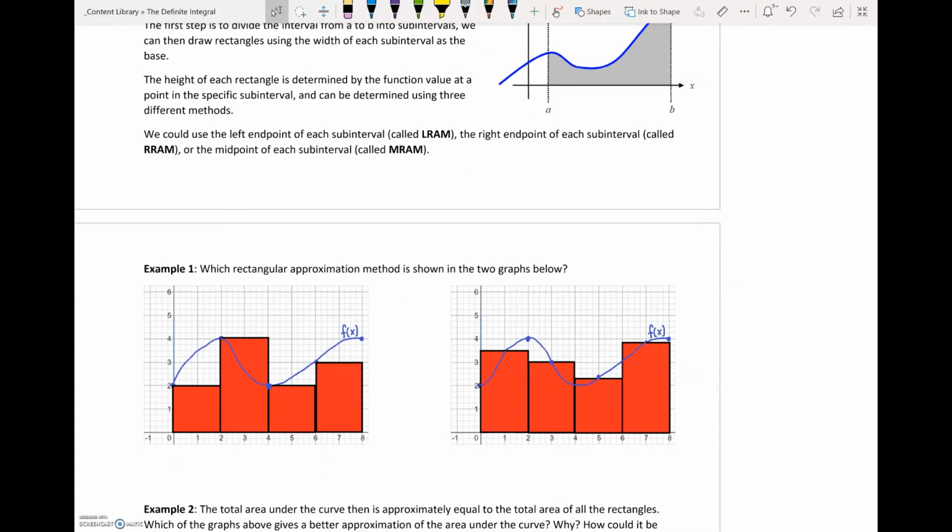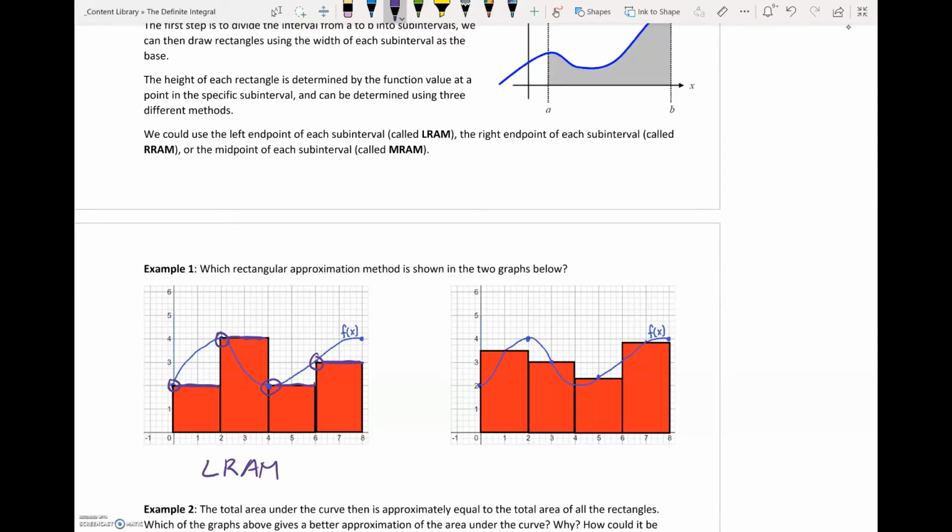So let's look at actual examples of this. In this first one, if we take a look at all the left points, this one lines up with a line that was created to create the rectangle. And here, this point was used to create the height of this rectangle, and so on and so forth. So this looks like this is the left-hand Riemann sum. In other words, that's your LRAM, left-hand Riemann sum.